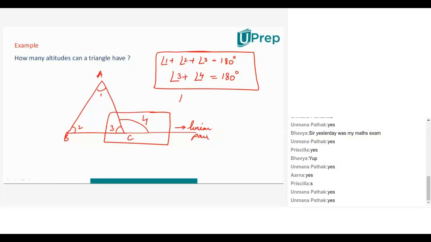Now, how can I combine these two to prove my theorem? Can I write, angle 1 plus angle 2 plus angle 3 is equal to angle 2 plus angle 4? Beautiful. So what happens? This gets cancelled? Correct? Yes. So what do I have? Angle 1 plus angle 3 equal to angle 4. Isn't that what the property says? That the exterior angle is equal to the sum of the interior opposite angles.